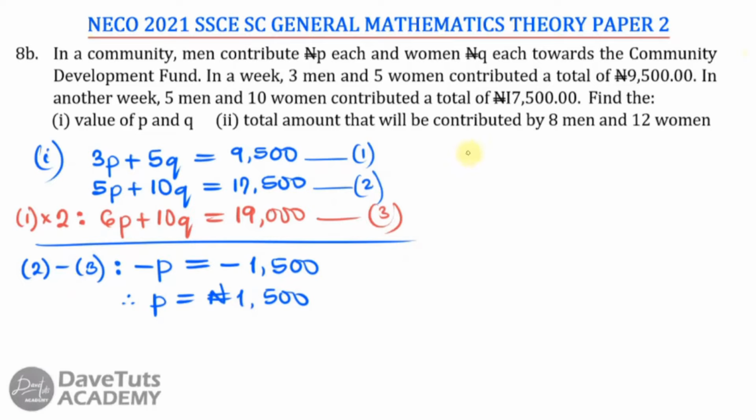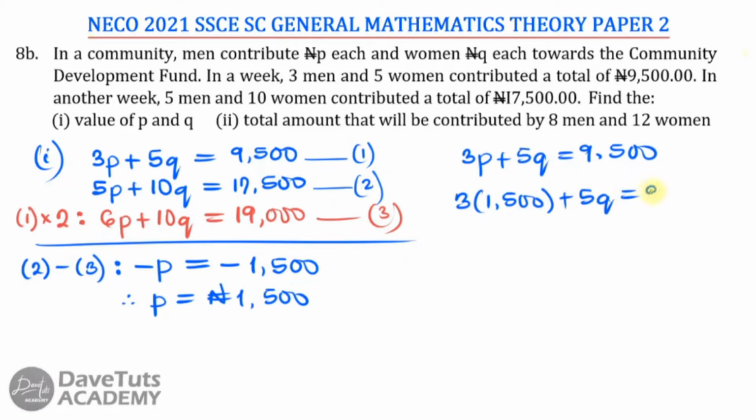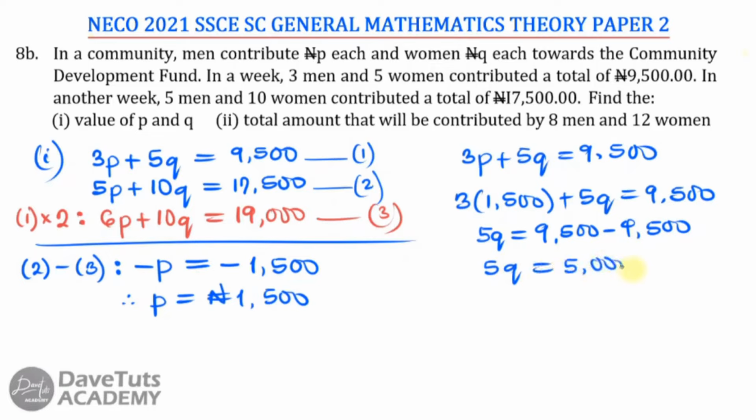Then from here, since I have P to be 1,500, from any of the equations, maybe from 1, I can say that 3P plus 5Q is 9,500. Then if I put in the value of P, that would be 3 times 1,500 plus 5Q is 9,500. And then 3 times 1,500 is 4,500. 5Q will be 9,500 minus 4,500. So I have 5Q is equal to 5,000. And then if I divide both sides by 5, Q will be 1,000.